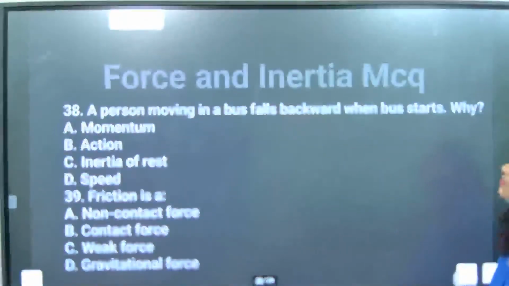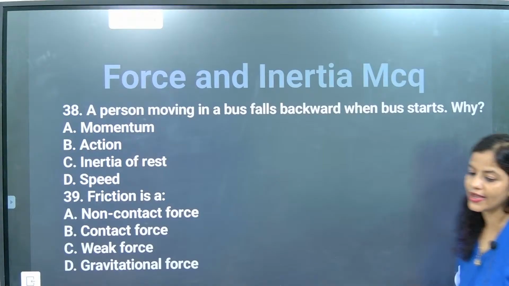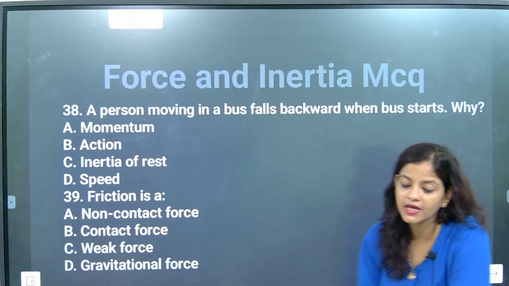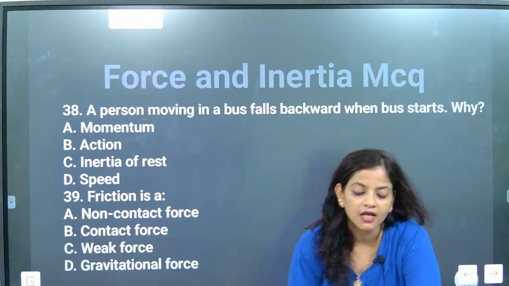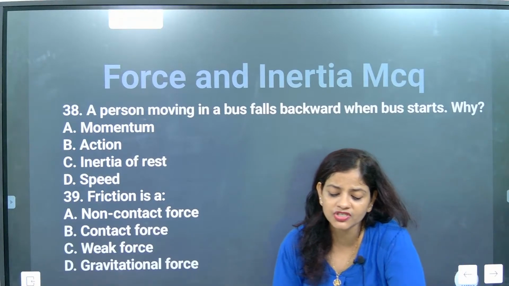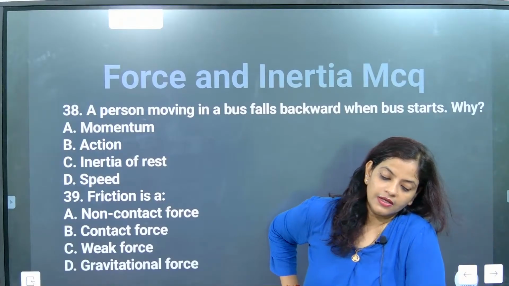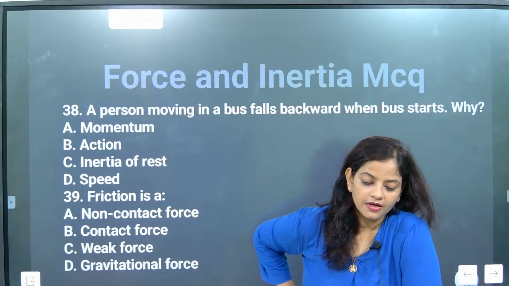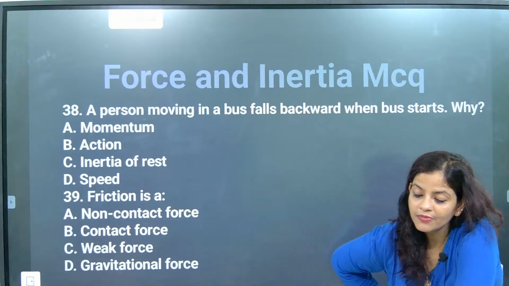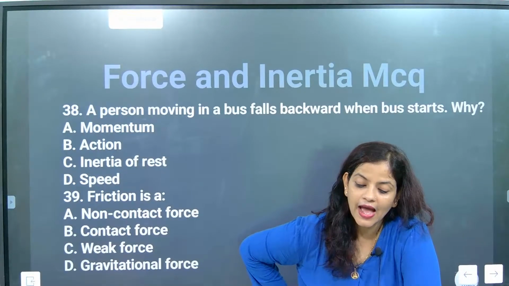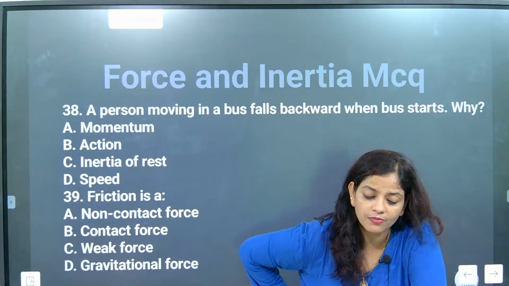Now can we go for the next one, beta? A person moving in a bus falls backward when the bus starts. Why? So you know the reason. Can you tell me: momentum, acceleration, inertia of rest or inertia of motion? Come on, children. Inertia of rest or inertia of motion? Inertia of rest. The correct answer, beta. Meet, absolutely correct. SK, absolutely correct. Ria, absolutely correct. The correct answer is inertia of rest.